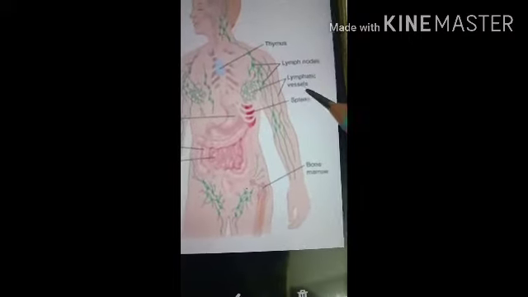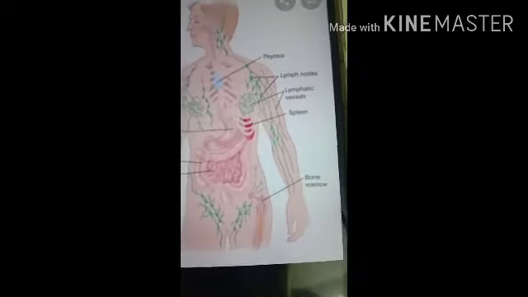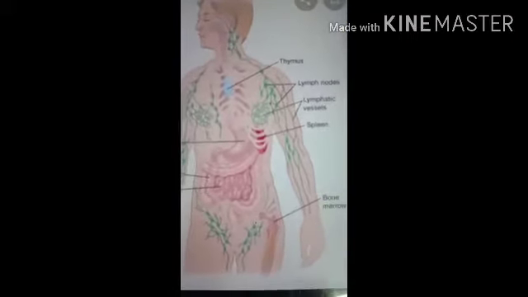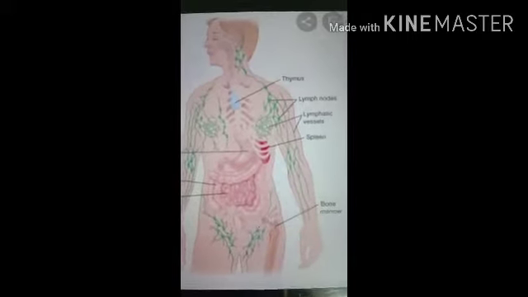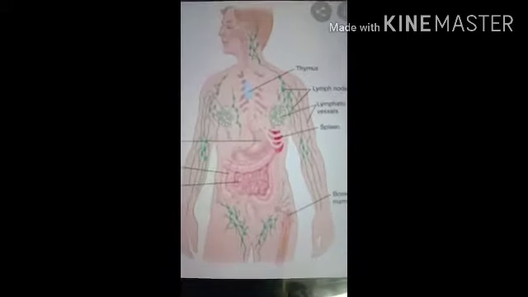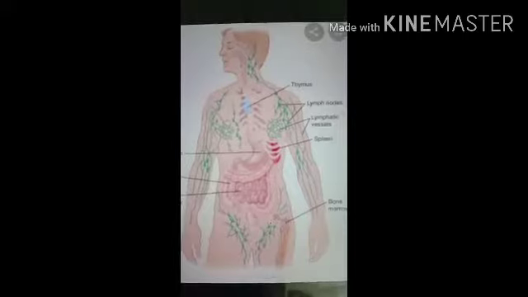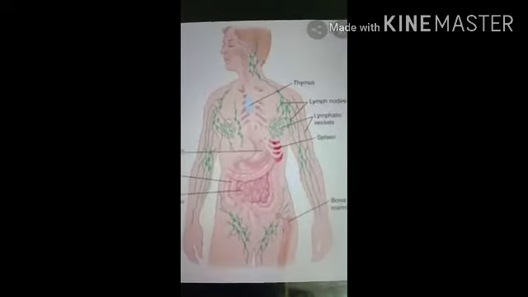The lymph nodes, the lymphatic vessels, the thymus gland, spleen, and the bone marrow. So these are the organs which are included in the lymphatic system. After that we should see the functions of the lymphatic system.